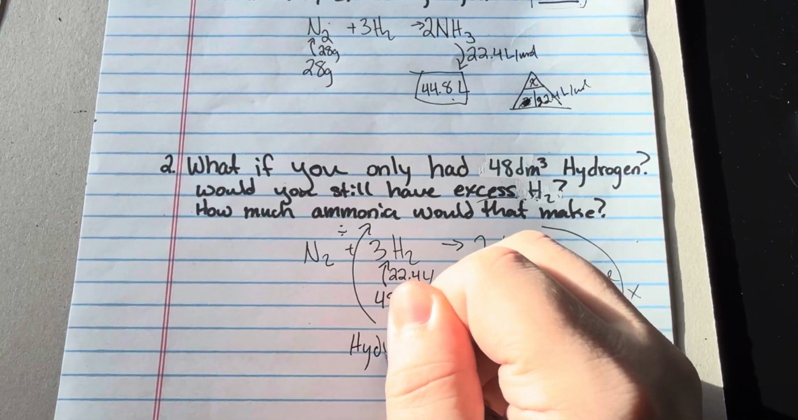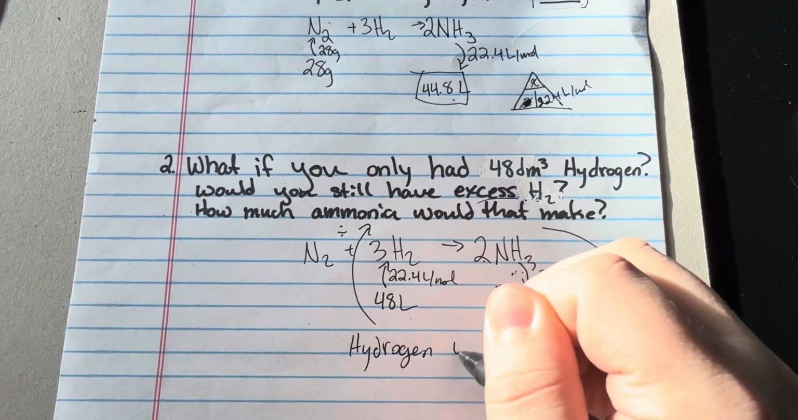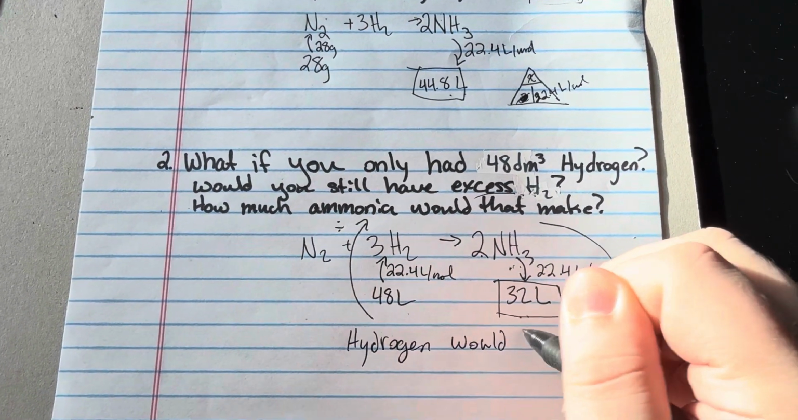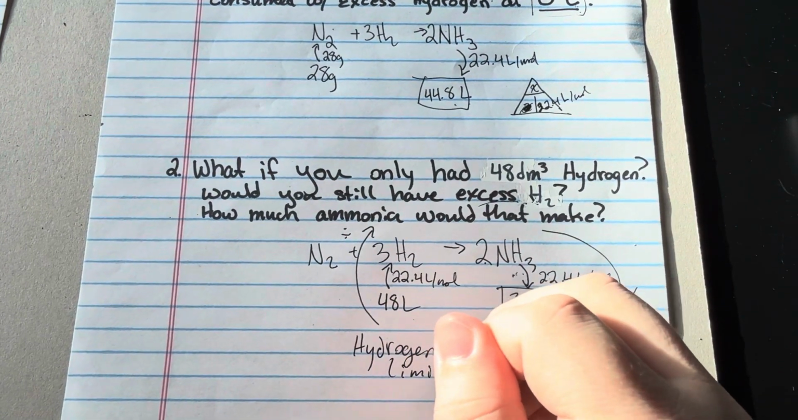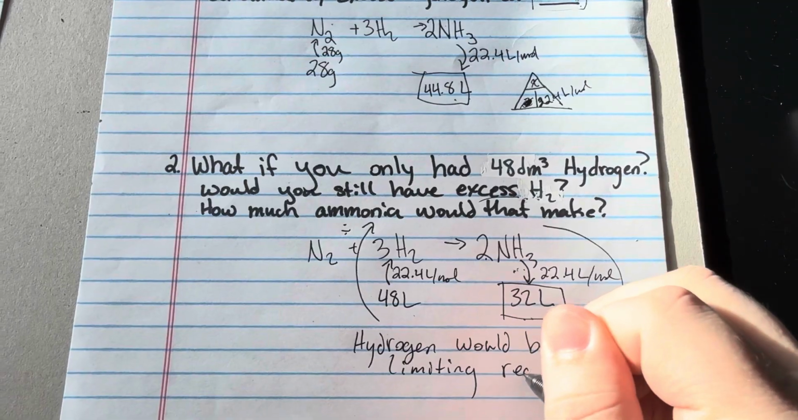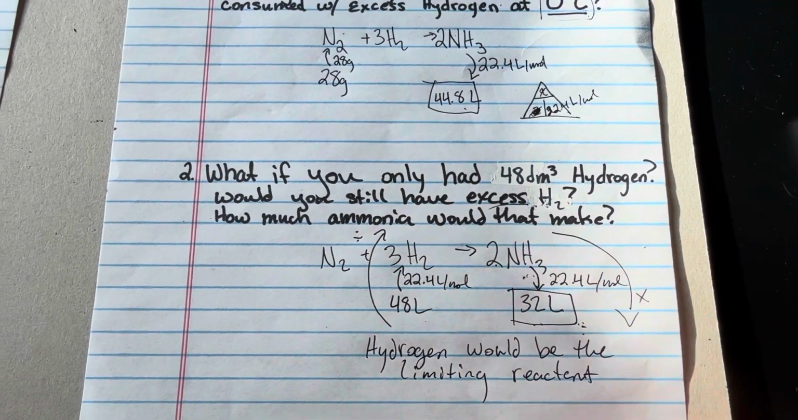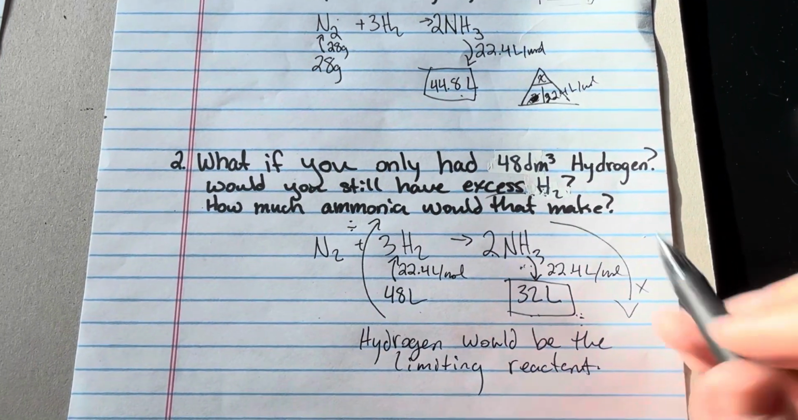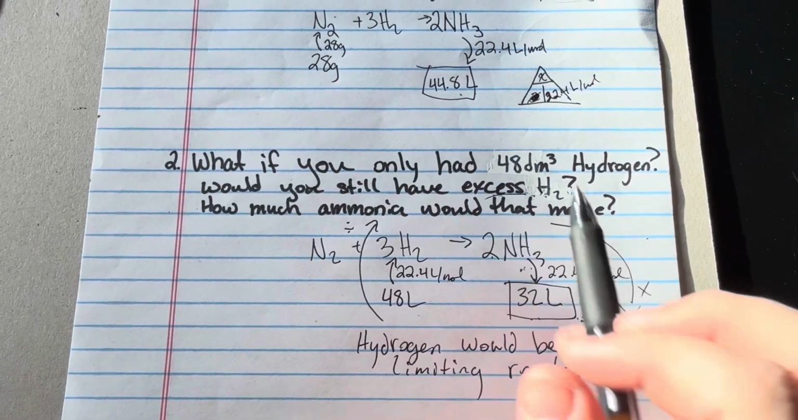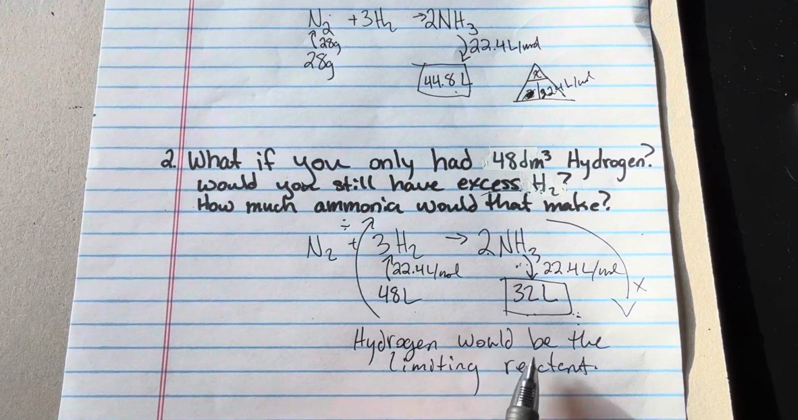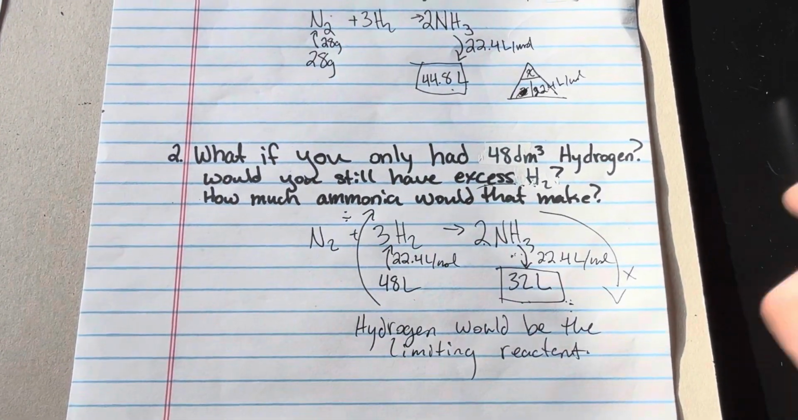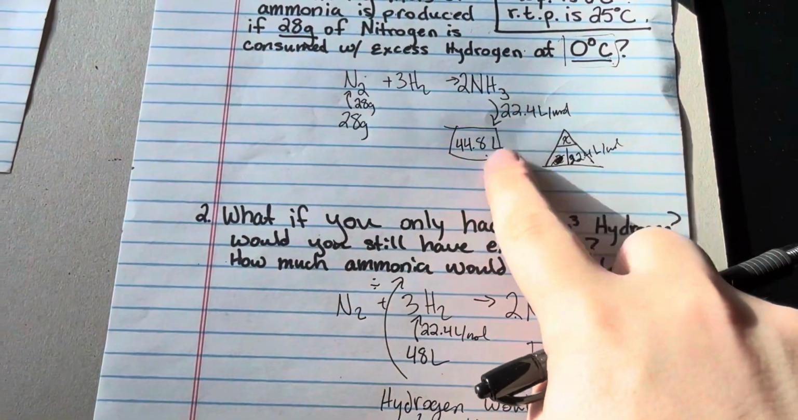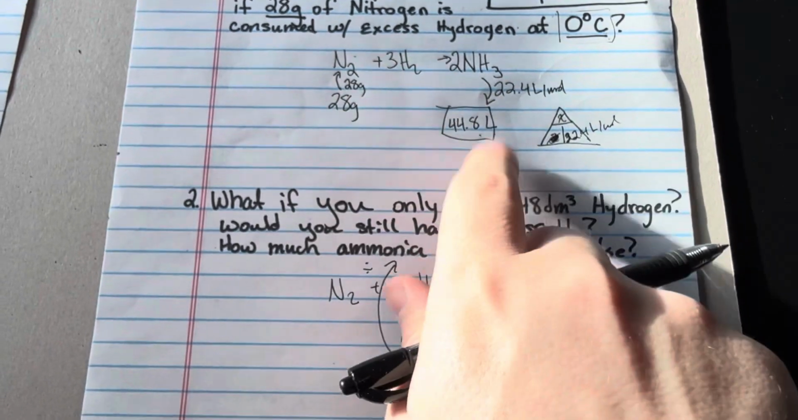hydrogen would be the limiting reactant. Okay, because they're still trying to figure out if it's the excess reagent or the limiting reagent. It's limiting because it makes less than the amount of nitrogen that we said we had.